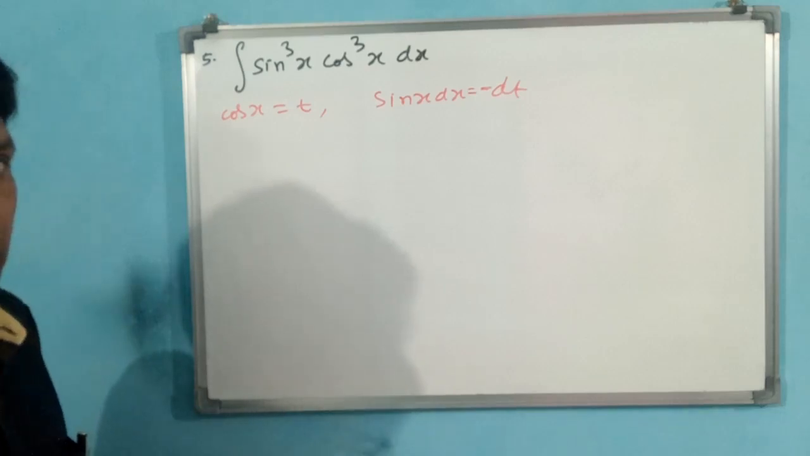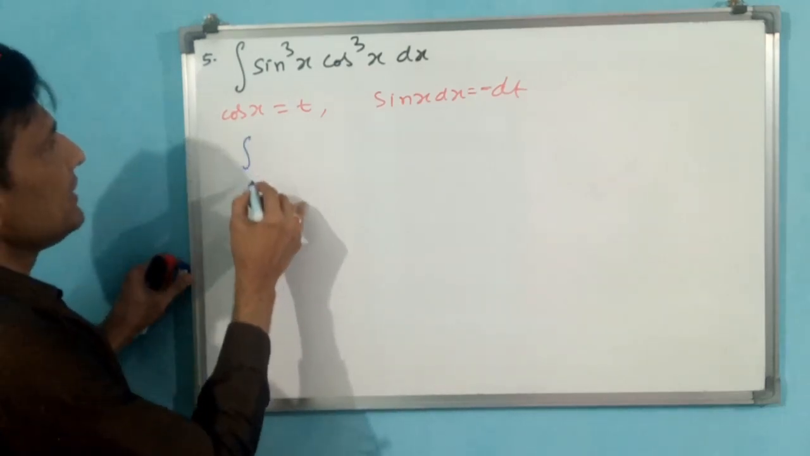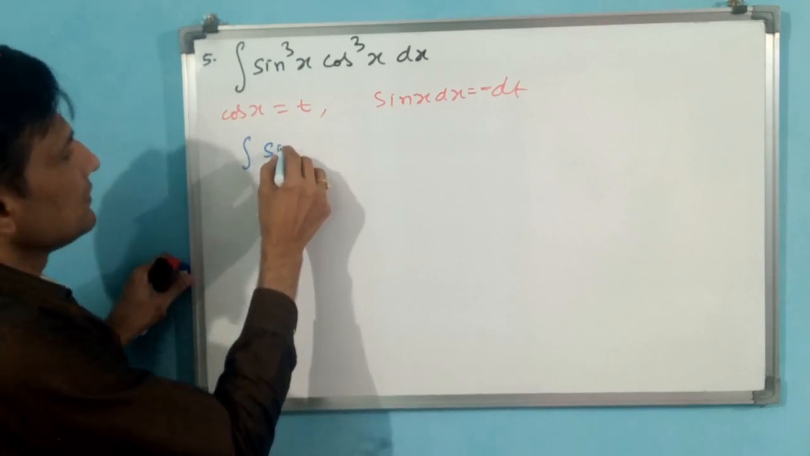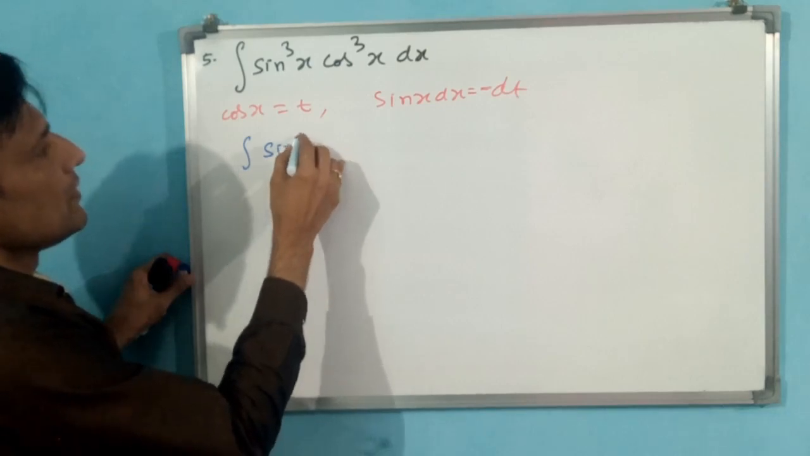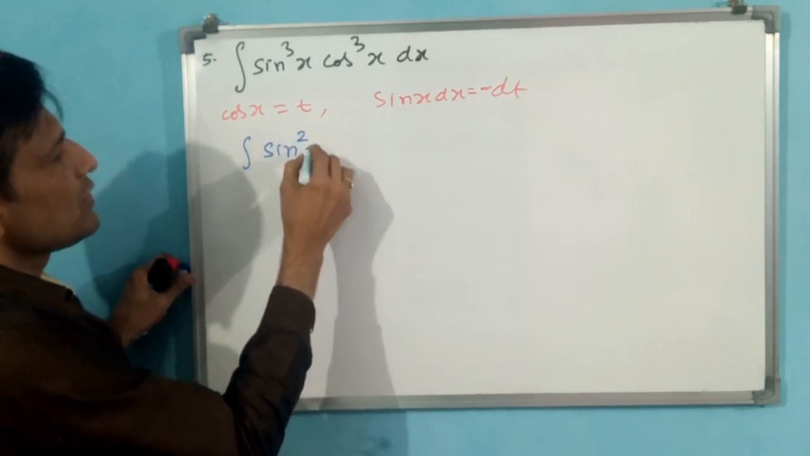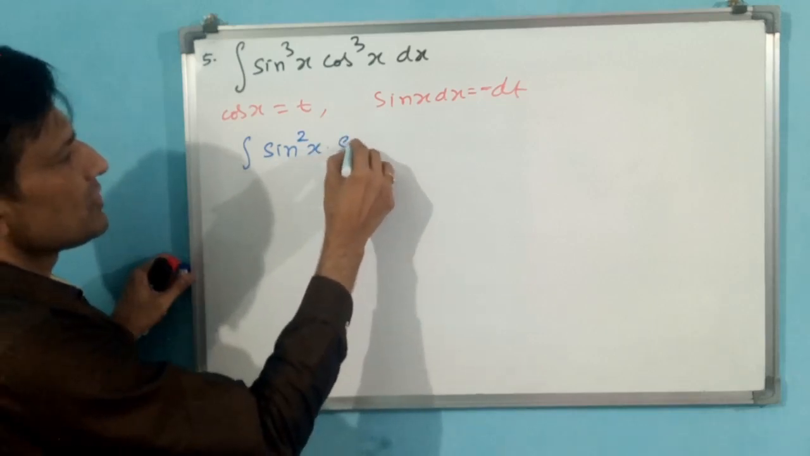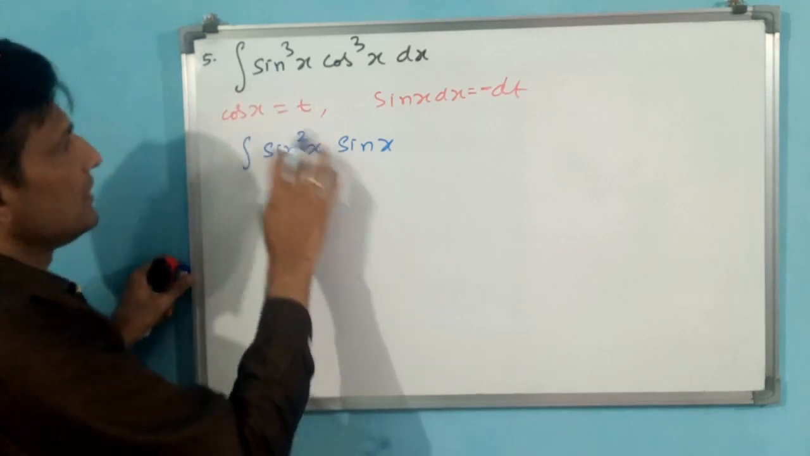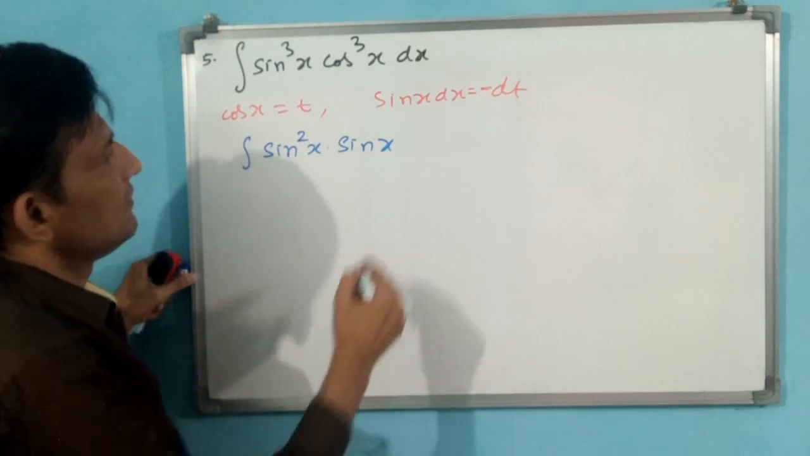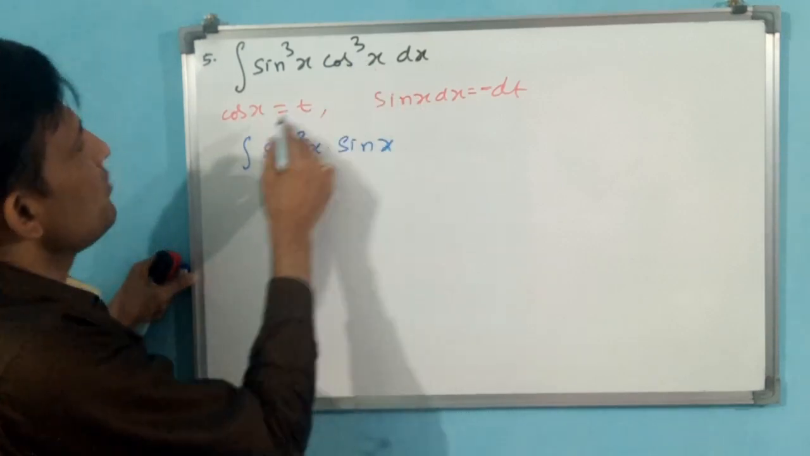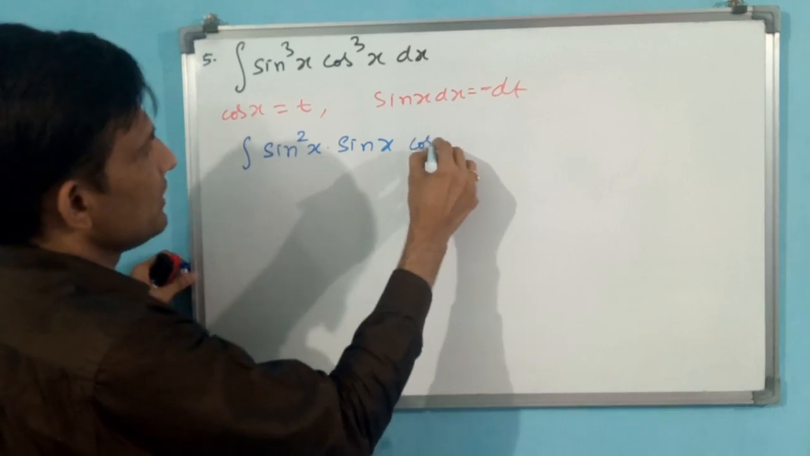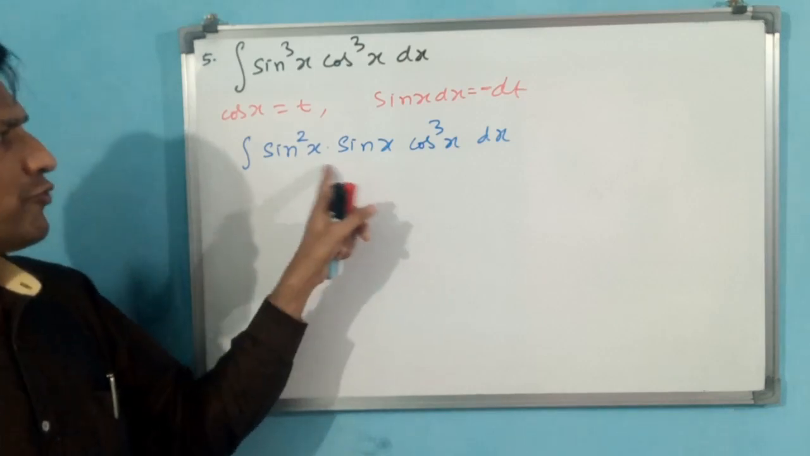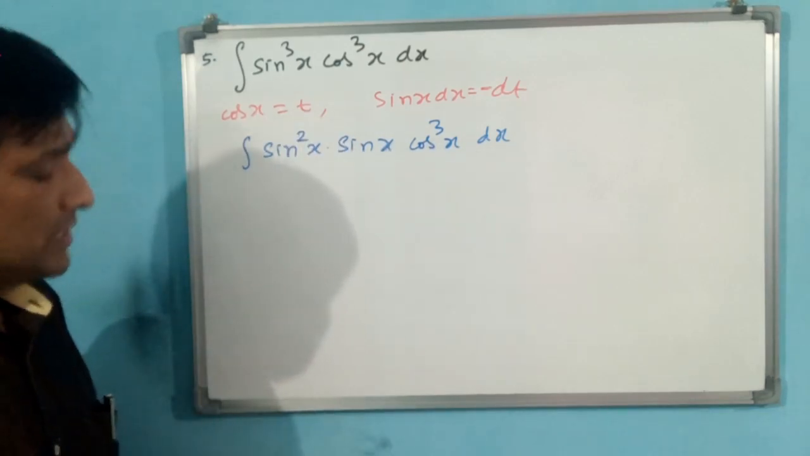Now see how I am converting. Integral sin cube x, I am converting like this: sin square x, sin x, and cos cube x. Cos cube x means t cube. Let me write cos cube x dx. First of all, is it okay? Sin cube x cos cube x dx. Okay. Now you see how I am converting this.